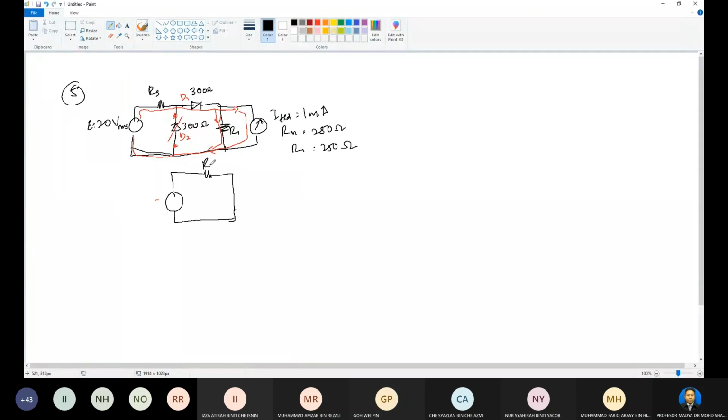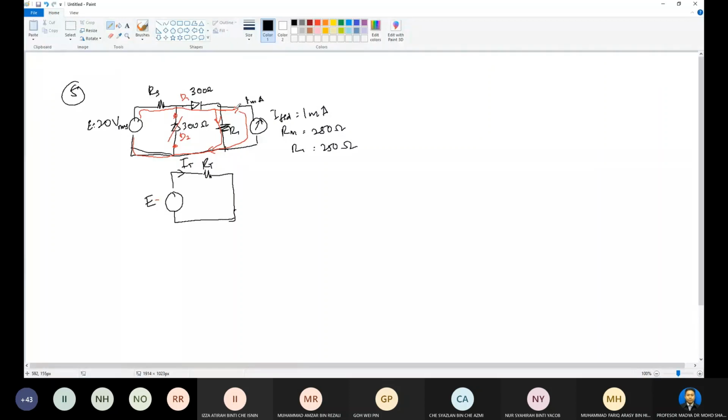So this is our RT, which we assume as the total resistance. This is our E. Alright, so we have to calculate the RT here. This is the total current. To calculate the RT here, this one is given as 1 milliampere.